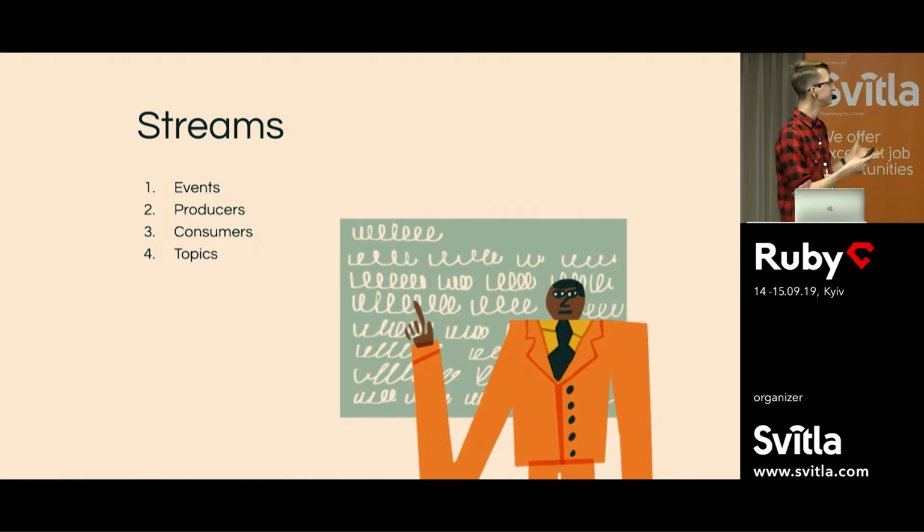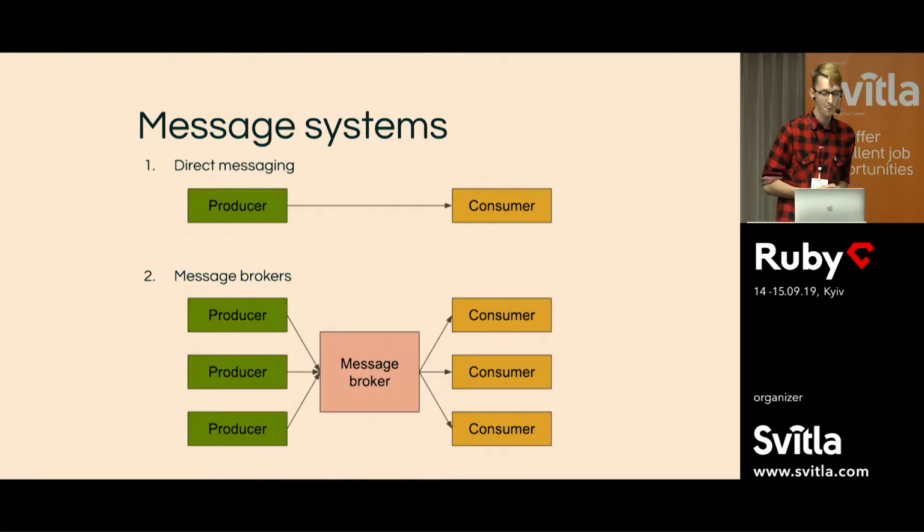So the event in streams is produced only once by a producer, also known as a publisher or a sender, and then potentially processed by multiple consumers, which are also known as subscribers or recipients. And events are usually grouped together into topics or streams.